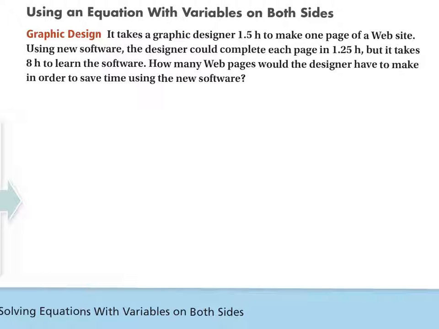So he has his original method of making web pages, which takes a little bit longer. It's 1.5 hours for the original. All right. We want to know how many pages. So 1.5 times the number of pages. We want to know when it's going to be the same as 1.25 hours times the number of pages plus the 8 hours it takes to learn the program. All right. So by solving this, we'll know the point at which it takes the same amount of time.